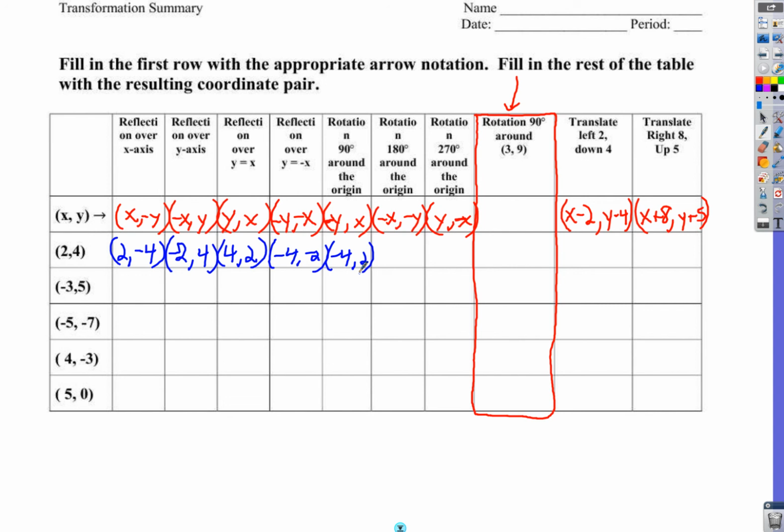Malachi! How about Joel is falling asleep here? Because he's dying to know. He was just waiting for it. Now's the moment. Rotate 2, 4, 180 degrees around the origin. And where would I end up? Now what? -2. -2, -4, yeah.